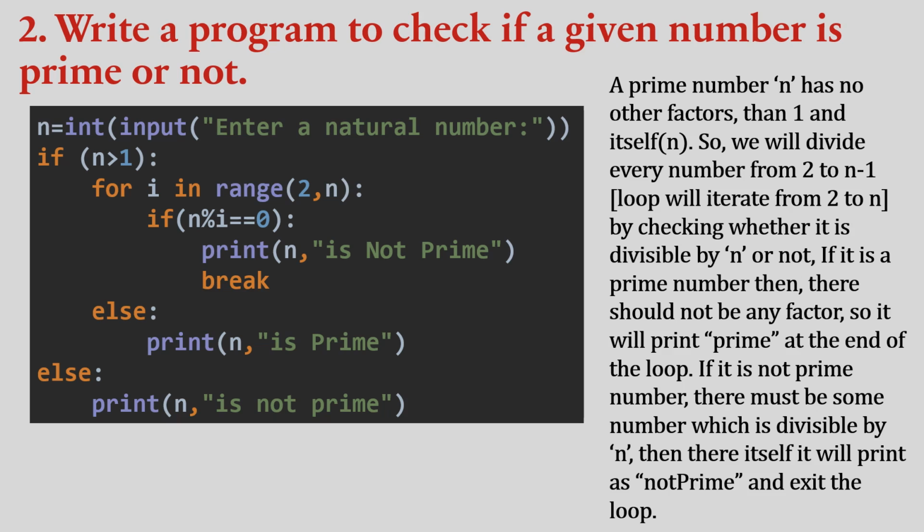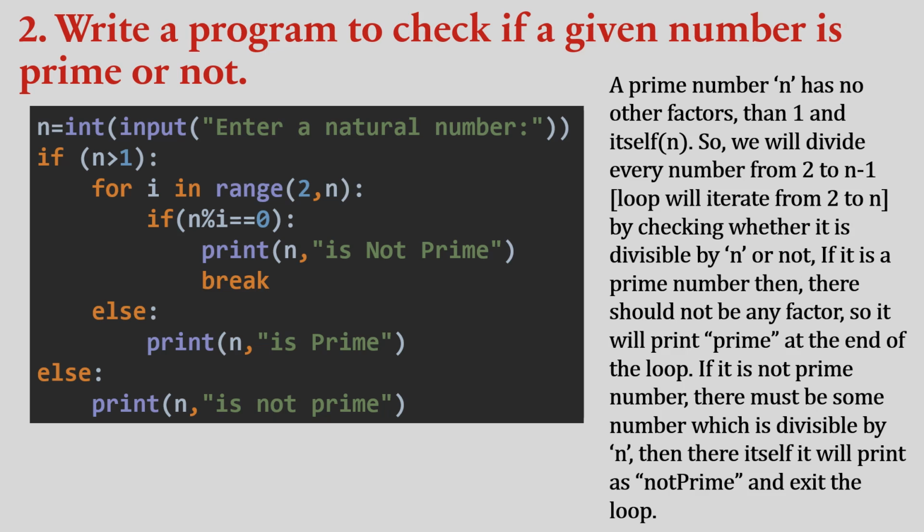So the first condition is if n is greater than 1, then it will check starting from 2 till the number minus 1 whether any number divides n or not. We take that in a for loop. The for loop will range from 2 to n, which means it will actually iterate till n minus 1. Let's say your number is 7, then i will have values 2, 3, 4, 5 and 6. If 7 is divisible by any of these numbers, it will print that n is not a prime number, and it will come out of the loop because we have given a break statement there.